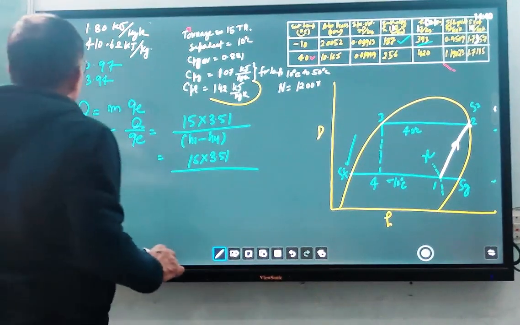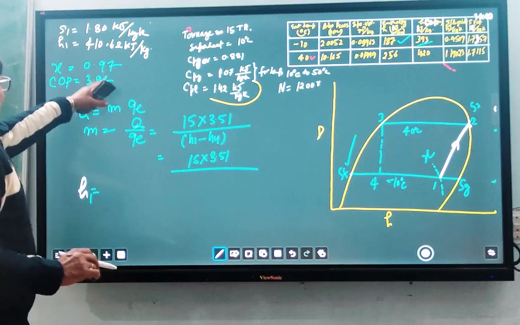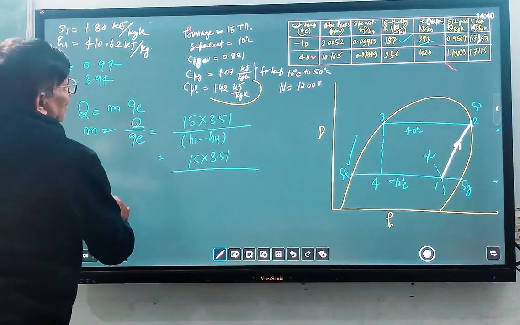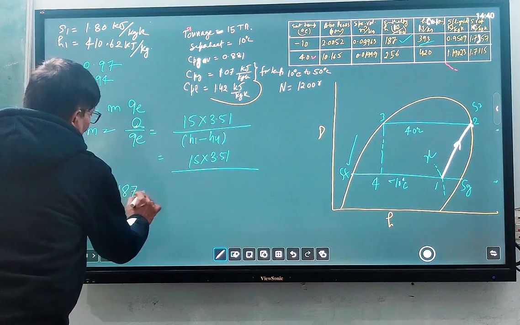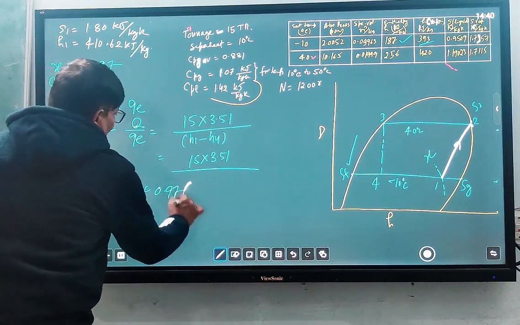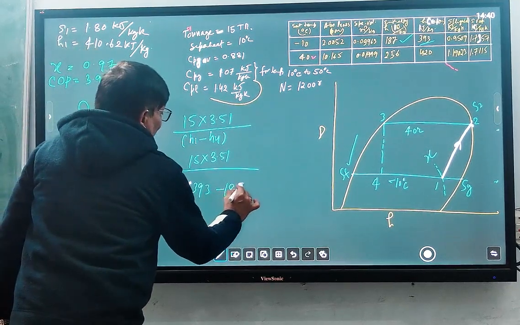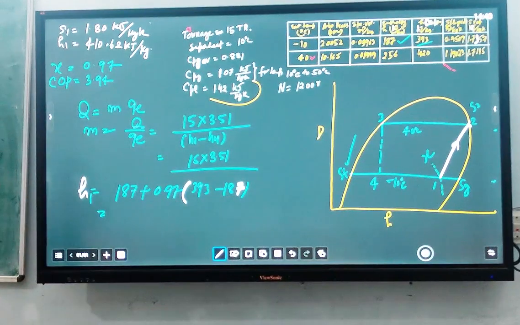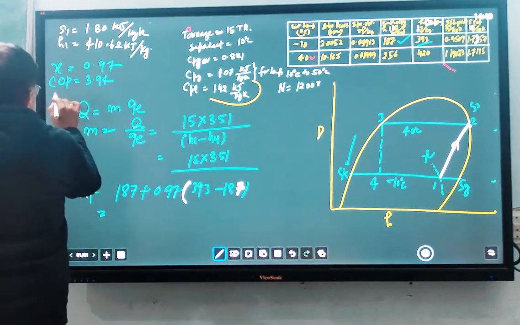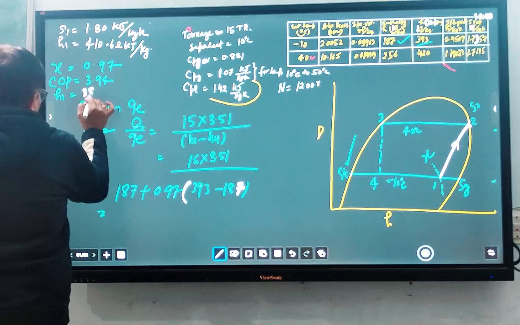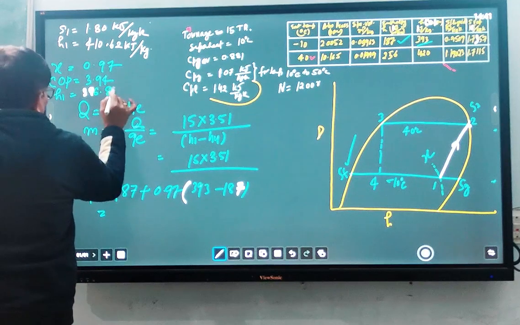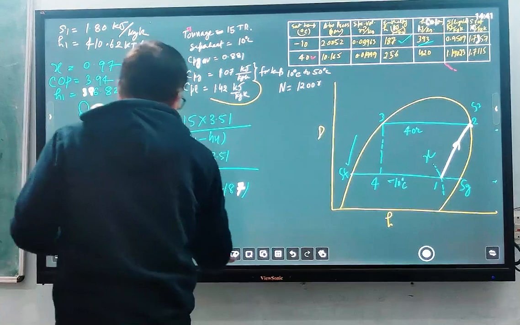Because we know the quality, x equal to 0.97. So H1 equal to HF, which is given as 187, plus 0.97 into 393 minus 187. So 187 plus 0.97 into 393 minus 187 is equal to 386.82. H1 equal to 386.82 kilojoule per kg. So now we get H1.